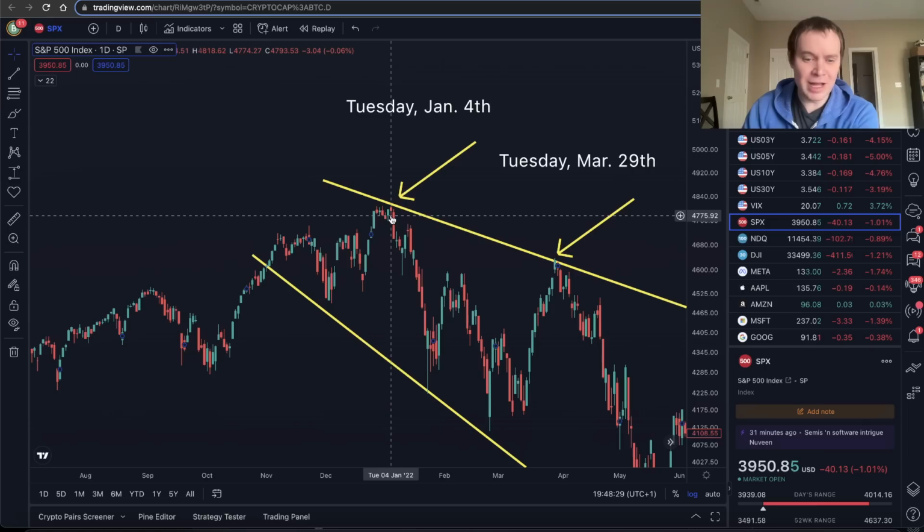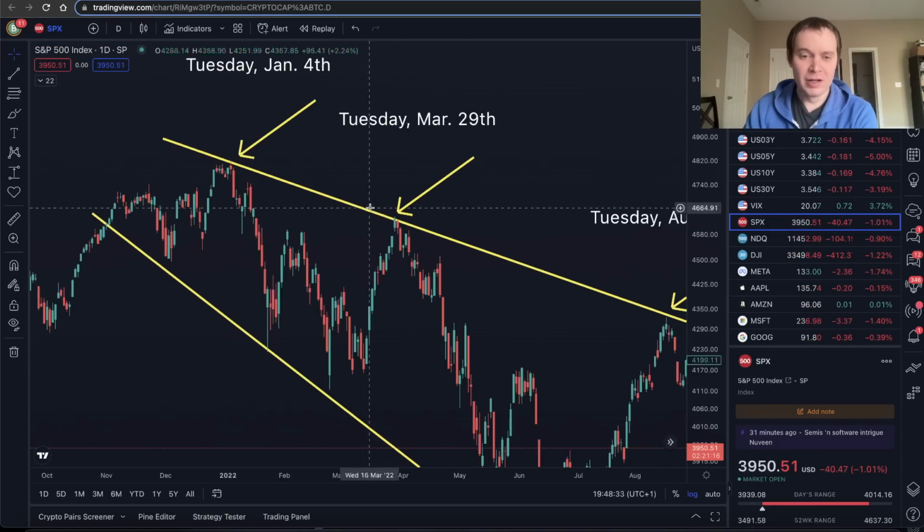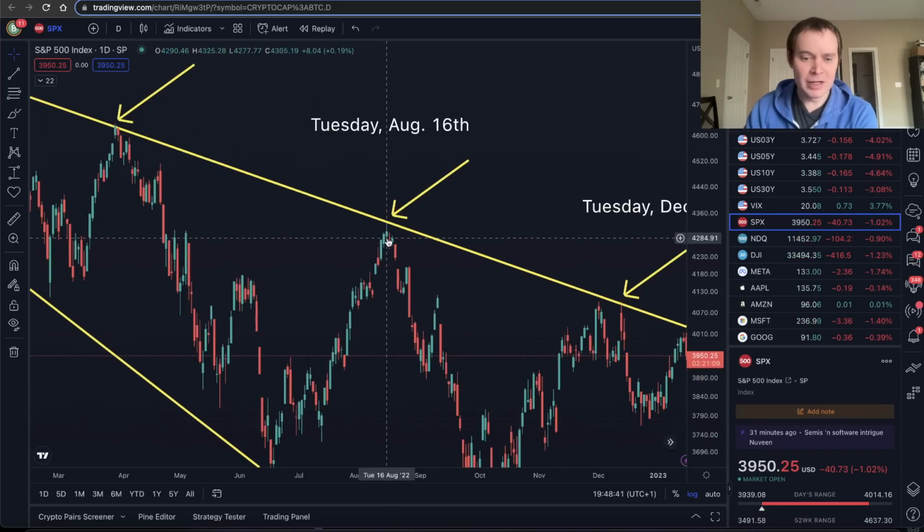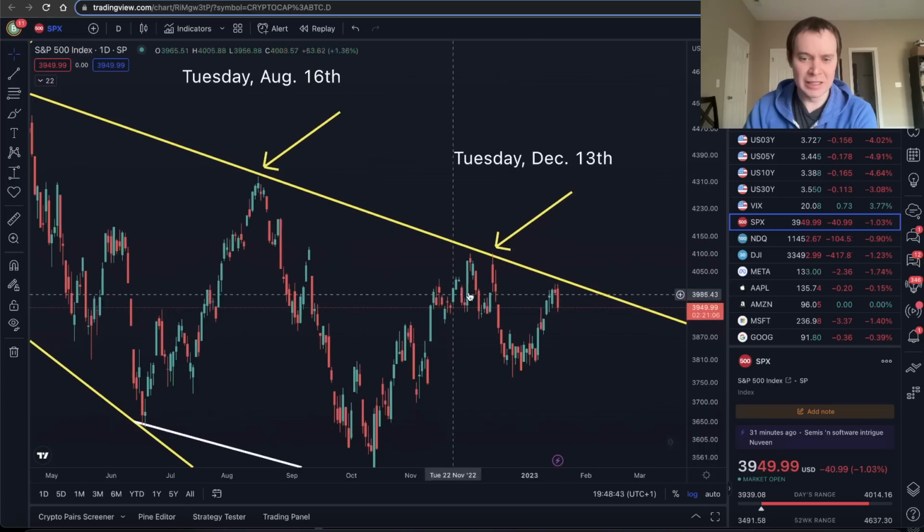Okay, so the local top here on January 4th occurred on Tuesday, January 4th. We then had this local top on Tuesday, March 29th, right? The highest price that went during that run up. This one right here, Tuesday, August 16th. And then this one was sort of like a fake local top that occurred on a Thursday. So we should have known better, right?